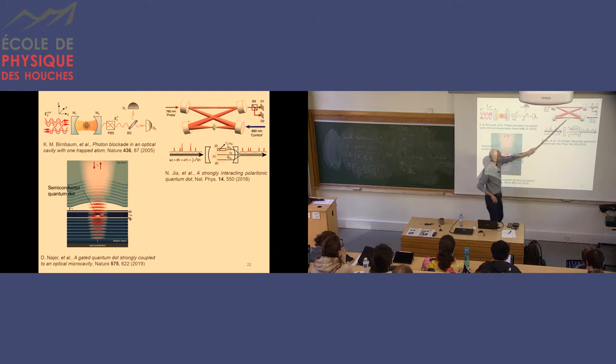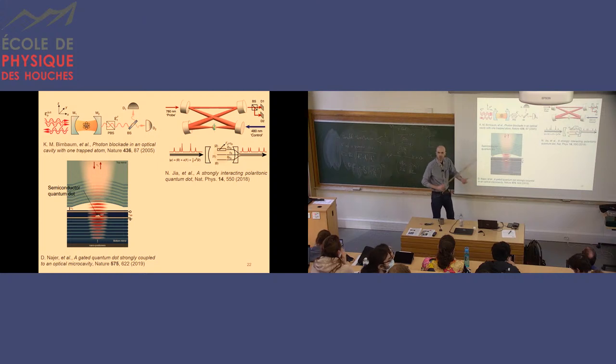So he's actually working with a bunch of atoms in the cavity, it's easier, but with a single Rydberg excitation. Okay, so it goes to a very high excited state, and he uses this concept of photon blockade to realize strong interactions between photons, a strongly interacting polaritonic quantum dot. That's how we named the paper.